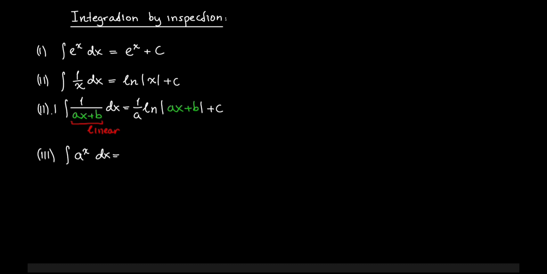Next up, when you integrate a function in the form of a to the power of x, the integral you're going to get is a to the power of x over ln of a, and of course, plus c.